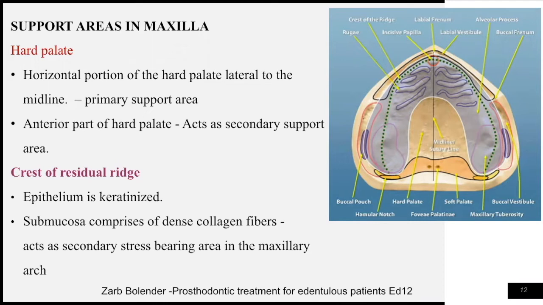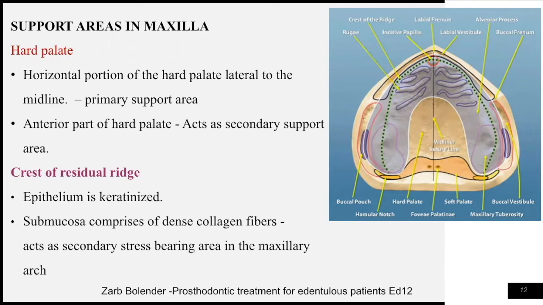Anterolaterally, the submucosa contains adipose tissue, and posterolaterally it contains minor salivary glands. The resilient layer acts as a cushion. The anterior half is made of the rugae, which has dense connective tissues. Here the forces are oblique.